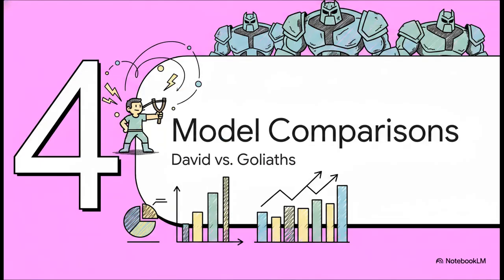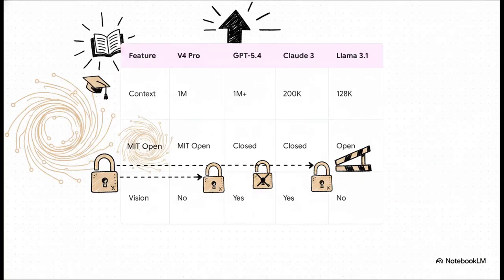All right, let's jump to Section 4, head-to-head comparisons. It's David versus the closed API Goliaths. So how does this underdog actually stack up against the models you're probably paying for right now? Well, the V4 Pro Max is arguably the strongest open model available today.